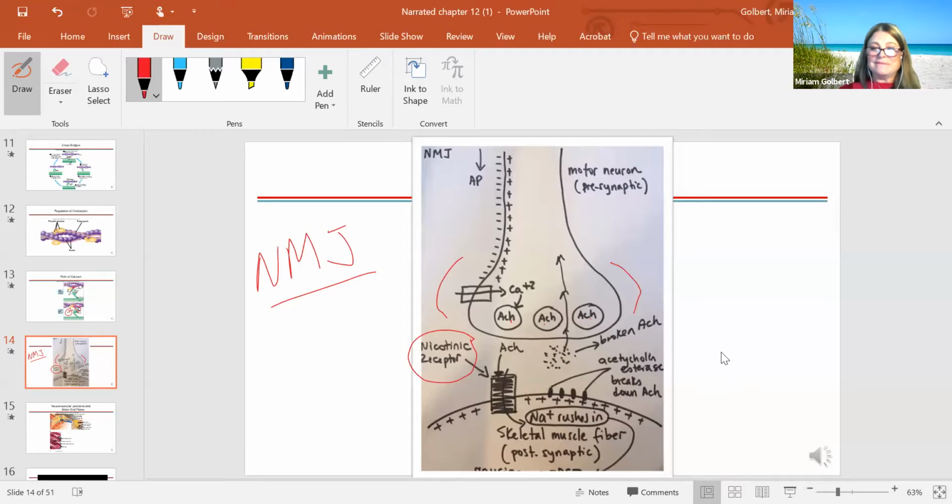So don't forget it, right? This is when we start putting things together. So we call this the neuromuscular junction because it's my motor neuron on top that is attaching or very close to the skeletal muscle fiber. You see there's a skeletal muscle fiber. So I have a presynaptic motor neuron and a postsynaptic myofector or skeletal muscle fiber.